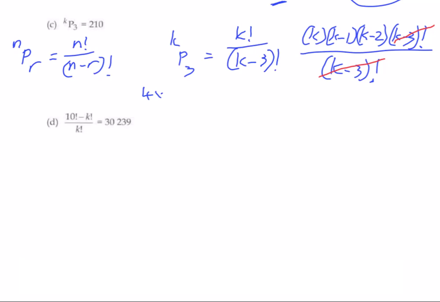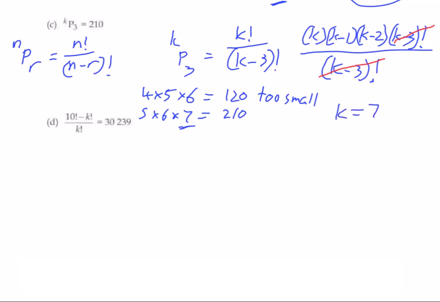Now that we are left with k times k minus 1 times k minus 2 equals 210, we know that it's 3 consecutive numbers that make 210 when multiplied together. Now they've got to be bigger than 3, so I'll try 4 times 5 times 6. 4 times 5 is 20, times 6 is 120, that is too small. Now I'll try slightly bigger numbers. 5 times 6 times 7, 5 times 6 is 30, times 7 is 210. That's exactly what I was looking for. 7 is the biggest number there, therefore that will be the k value, k equals 7.